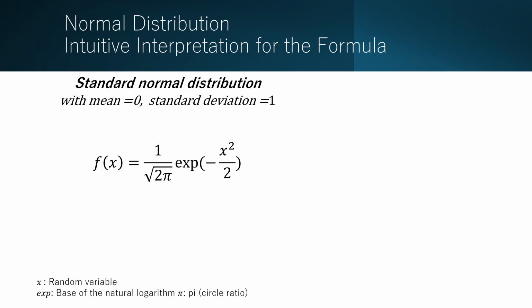Okay, next let's unpack the normal distribution formula just a bit. It's based on the exponential function, which naturally produces smooth curves that decrease gradually. The curve is symmetric around 0. And the shape is controlled by two parameters, the mean and standard deviation.